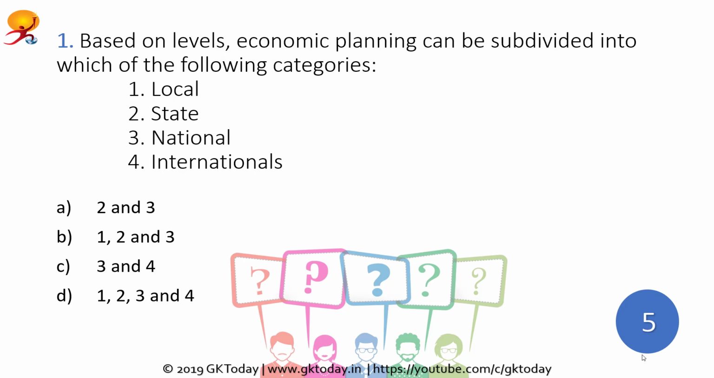Based on levels, economic planning can be subdivided into which of the following categories? 1. Local, 2. State, 3. National, 4. International. And your time starts now.